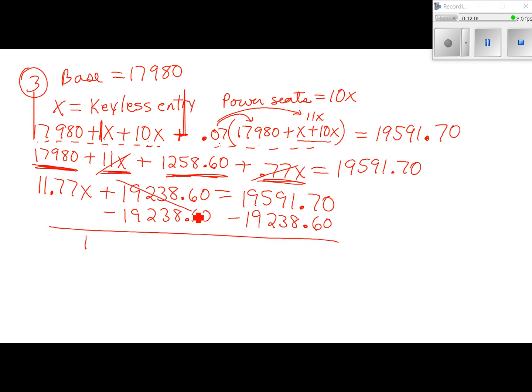These over here are going to cancel. We're left with 11.77x equals, when we subtract, just grab your calculator and subtract those two. So I got 19,591.70 minus 19,238.60, and I get 353.10. And the last thing you're going to do is divide both sides by that 11.77, and when you do it, magically somehow it comes out to exactly 30.